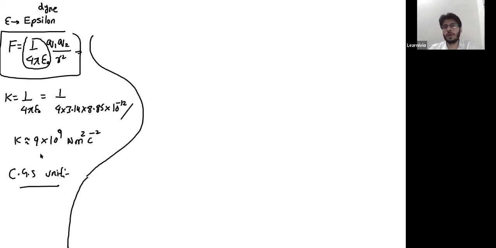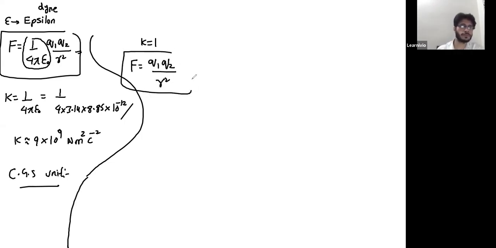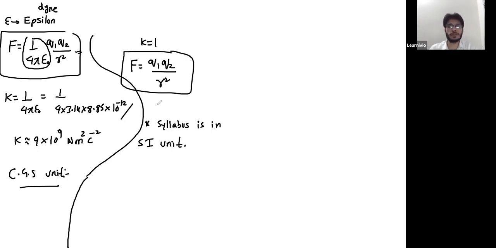So if you are calculating this Coulomb's law in CGS unit, then in CGS unit, the value of K comes out to be 1. In SI unit, the value of K is 1 over 4 pi epsilon naught. But if you are taking CGS unit, then this K will come out to be 1. So if I substitute K equal to 1, then in CGS the expression of force is only Q1, Q2 by R square. But you will never use CGS unit throughout your syllabus. Your entire syllabus is in SI unit. You will never use CGS anywhere.